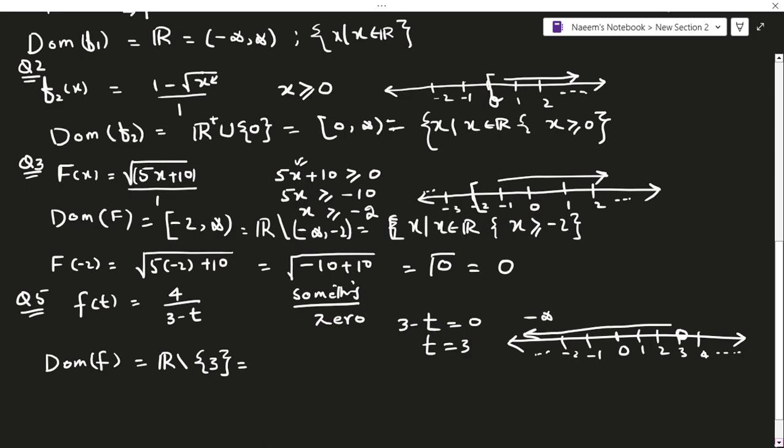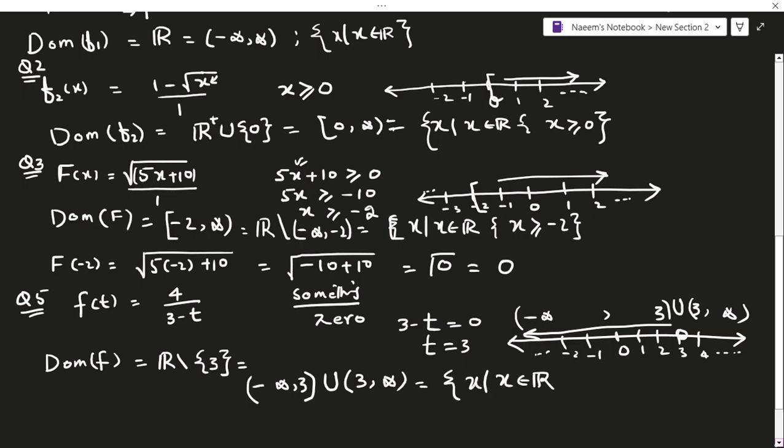So minus infinity to 3, and 3 to plus infinity. Every member of this set is part of the domain except 3. We cannot plug in 3. So this will be minus infinity to 3, excluding 3, which means we are not including 3. From 3 to plus infinity, same lines, 3 is also not part of this domain. You can say in the descriptive method, x such that x belongs to the set of real numbers and x cannot be 3.